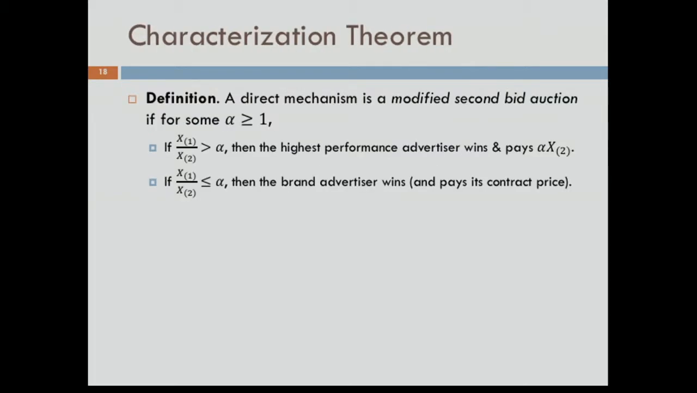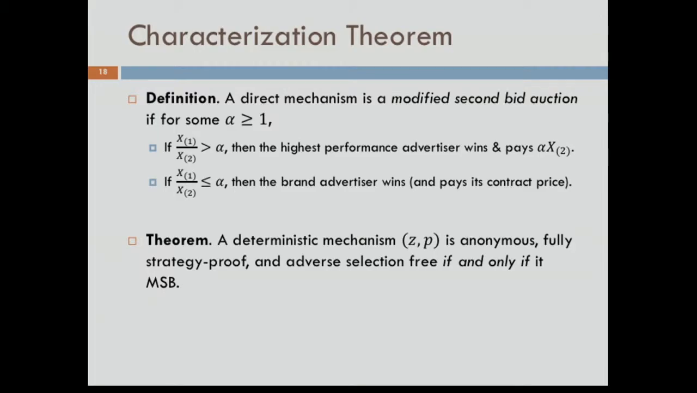And a modified second bid auction: a direct mechanism is a modified second bid auction if for some alpha greater than or equal to 1, if the ratio of the highest to the second highest bid is strictly greater than alpha, then the highest performance advertiser wins and pays alpha times x2. And otherwise, the brand advertiser wins and pays its contract price. That's what we mean by a modified second bid auction. And then the theorem is: a deterministic mechanism is anonymous, fully strategy proof, and adverse selection free if and only if it's a modified second bid auction.